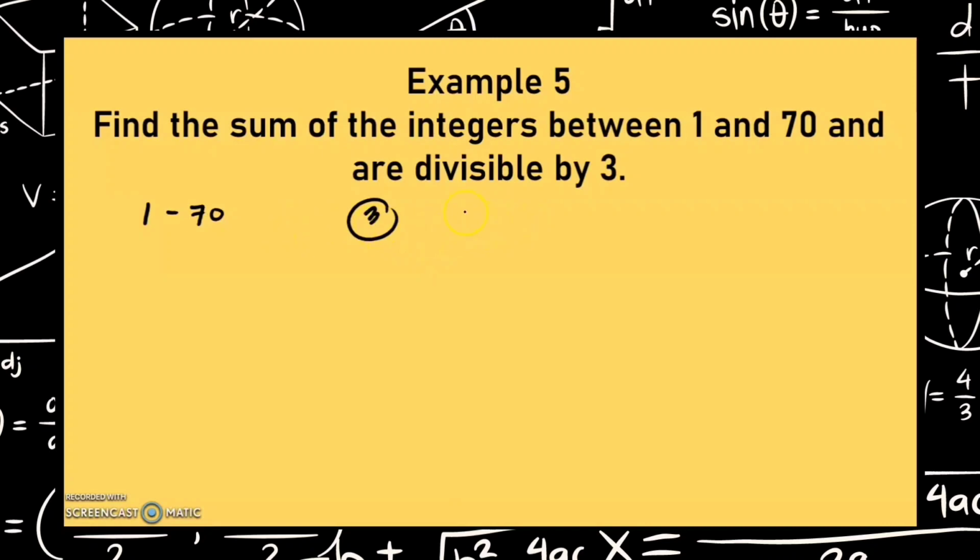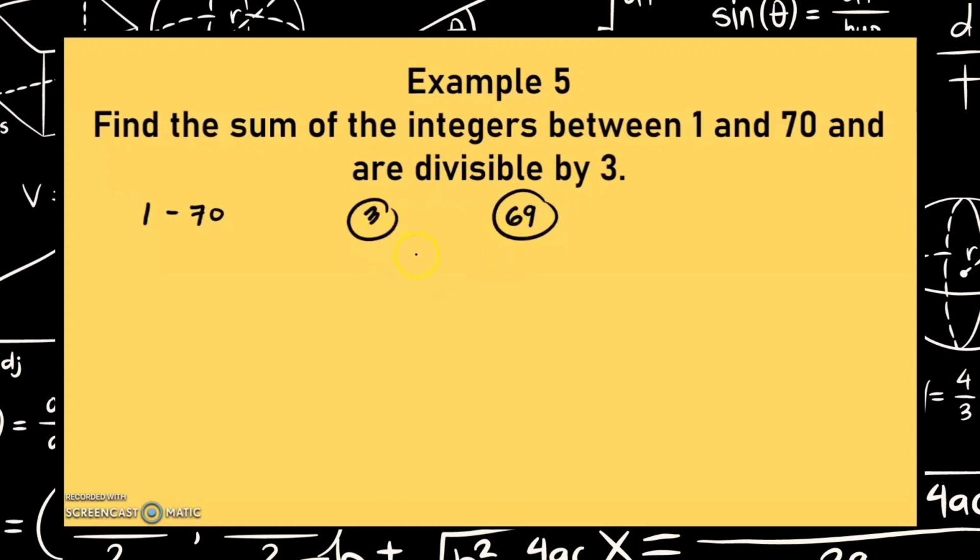Okay, ang next na gagawin is to identify the highest integer between 1 to 70 that is also divisible by 3. So 70 is not divisible by 3, you know? So how about 69? So as you can see, 69 is between 1 to 70 and also divisible by 3. So therefore, the last term is 69. Okay. So we have the first and last term, no?